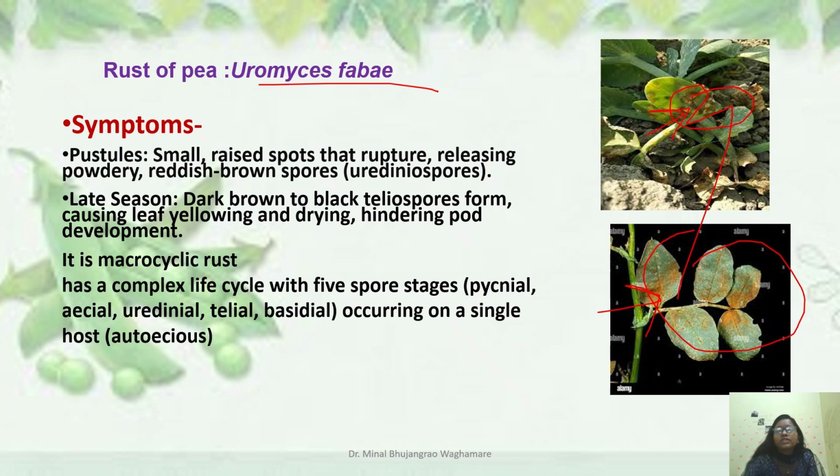Like this, infection can occur on the pods and leaves also. It is a macrocyclic rust. It means that all five spore stages, such as pycnospore, aeciospore, uredospore, teliospore, and basidiospore, are present. It is an autoecious host, which means the rust will complete its whole life cycle on a single host, that is the pea crop.